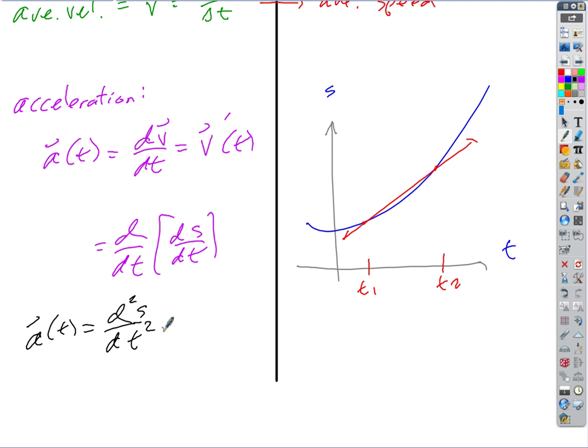I never write it that way. I've got to look at that in the book real quick. D squared, I'm pretty sure that's right. D squared, that's right. You almost always write it with primes, but you might see it this way, so I want you to be aware of it.